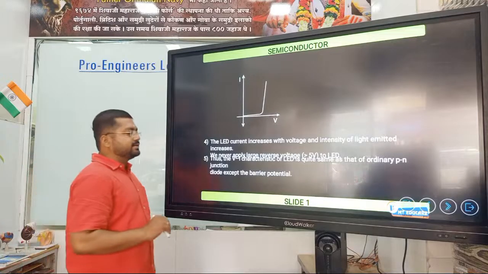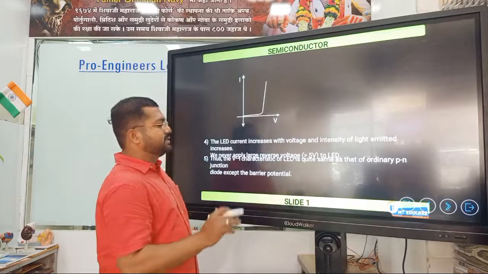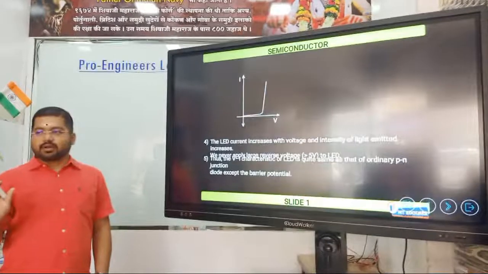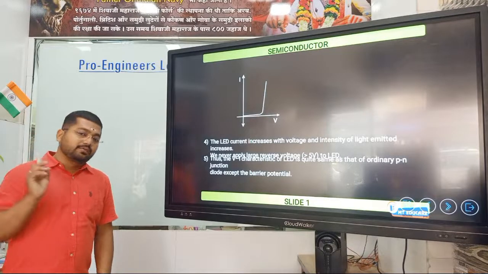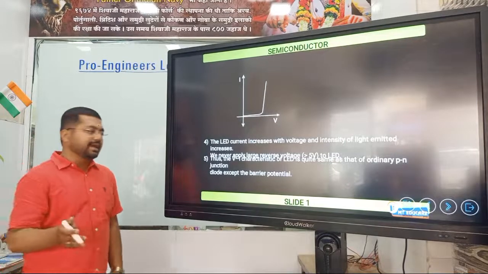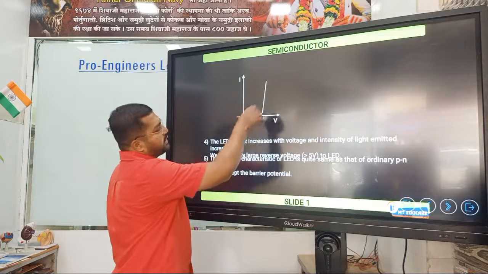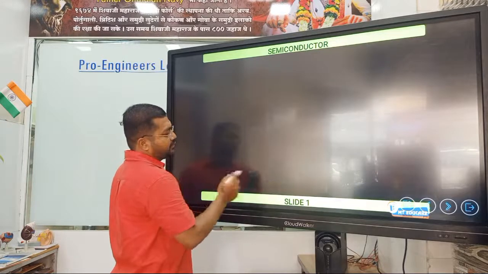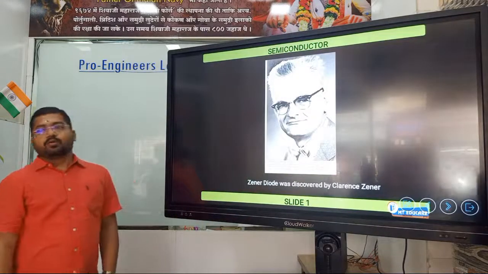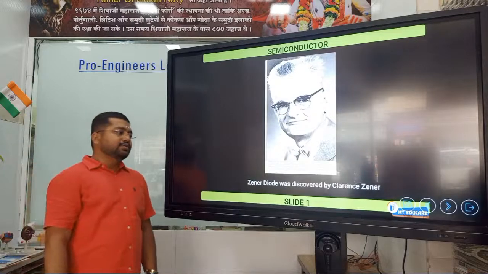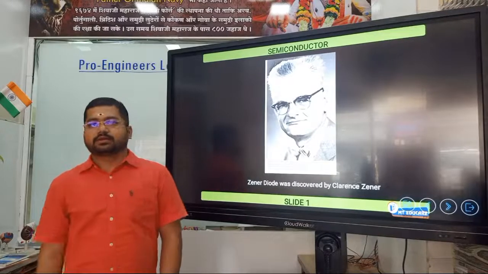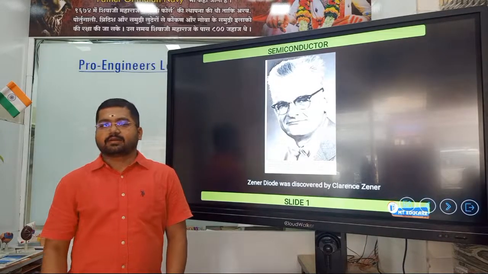Thus, the VI characteristics of LED is quite the same as the ordinary PN junction. Just now I said the basic PN junction, the ordinary PN junction diode, works in forward bias. Similarly, LED works in forward bias, and that is the reason the characteristics are the same as that of a PN junction, right?